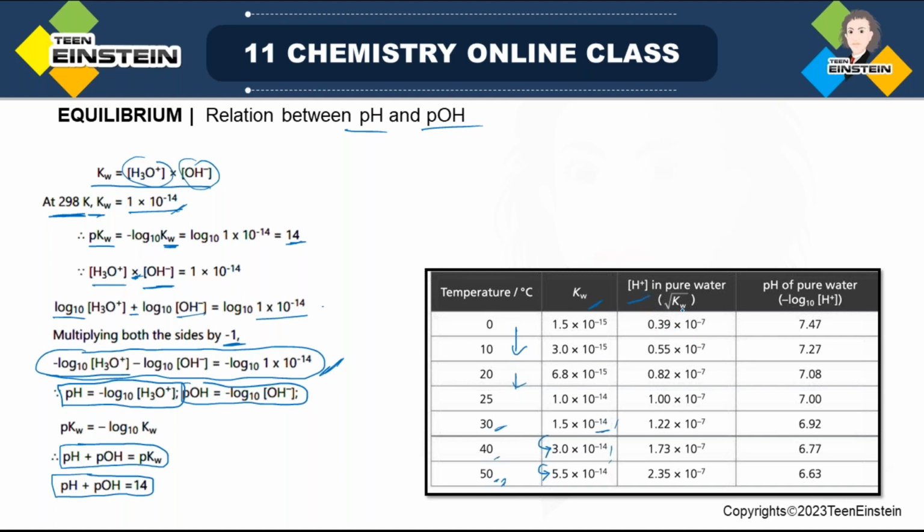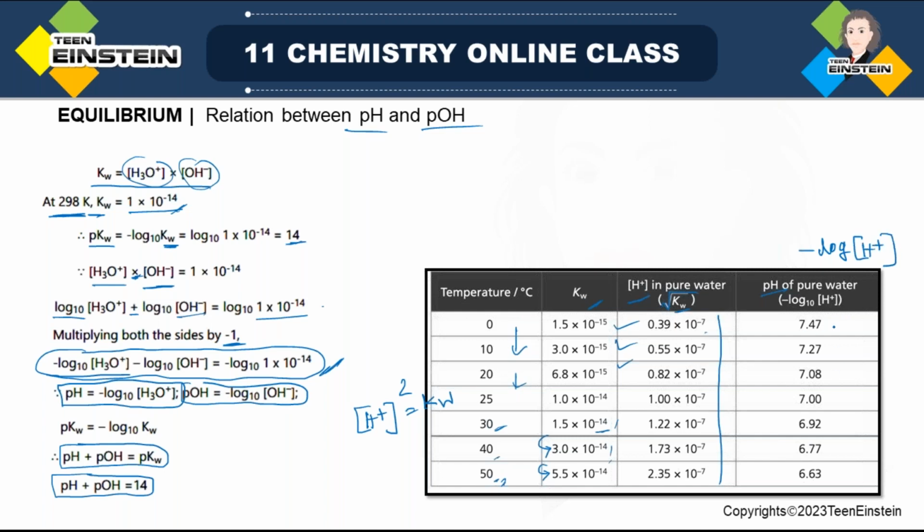Now, if you look at the third column, here we have the H plus. So when you take the root of Kw, why are we taking the root of Kw? Because H plus squared is Kw. So H plus, if you want to get it, you have to take the root of Kw. So by taking the root of Kw for each of these, you are getting the H plus concentration. And when you know the H plus, you can also find the pH by using negative log of H plus.